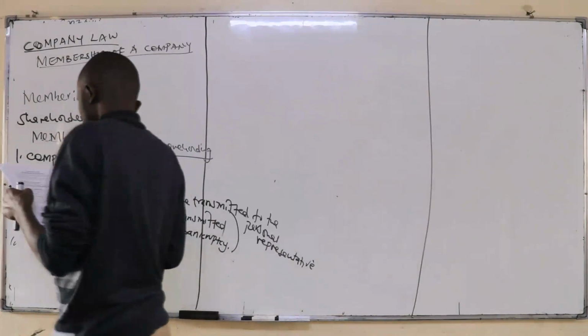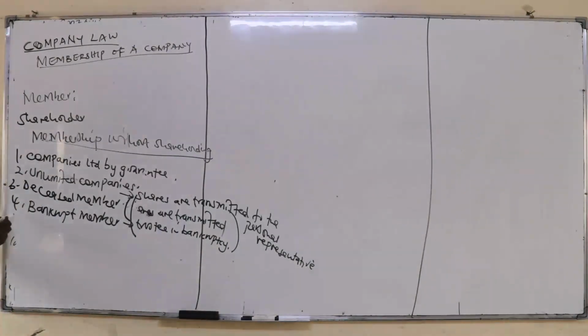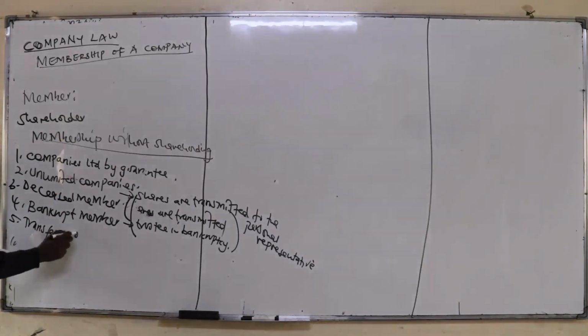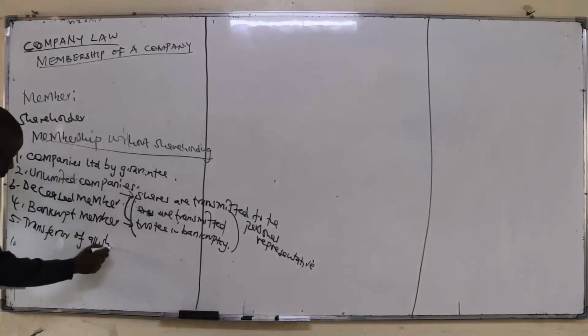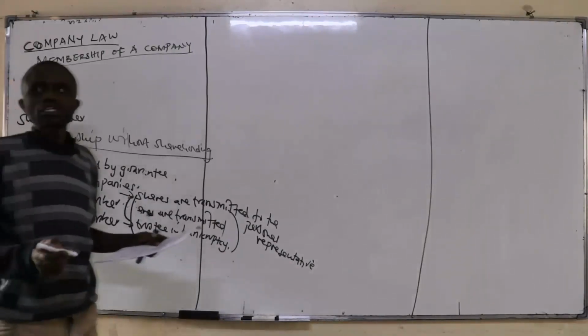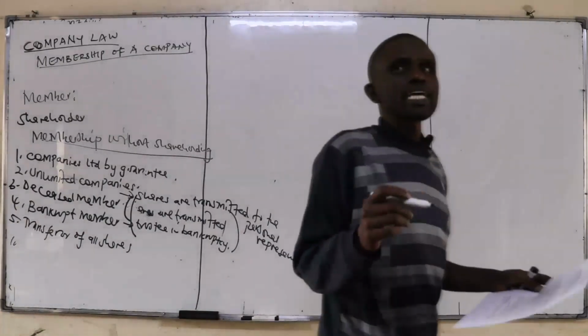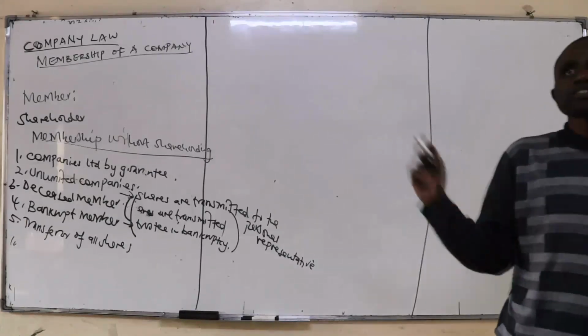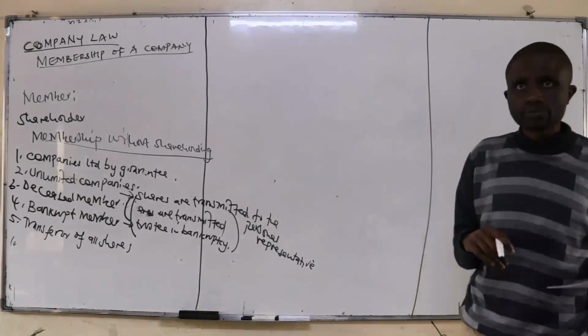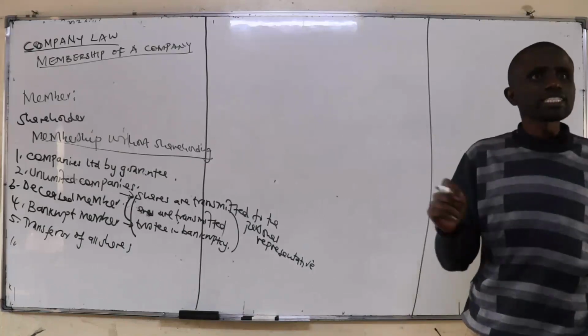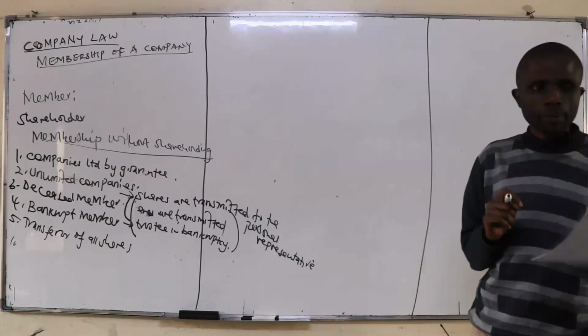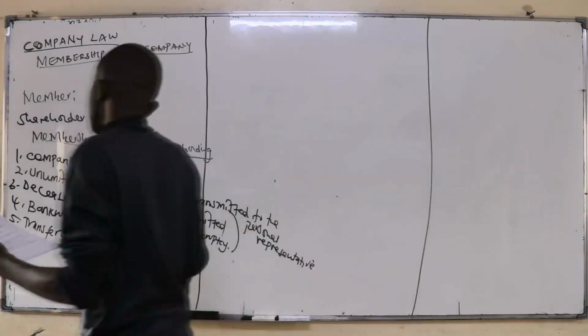Then, transfer of all shares. Transferor of all shares. A person who transfers all his shares is no longer a shareholder. Is that true? But as long as his name is still in the register of members, he's still a member. Then subscriber to the MOA.